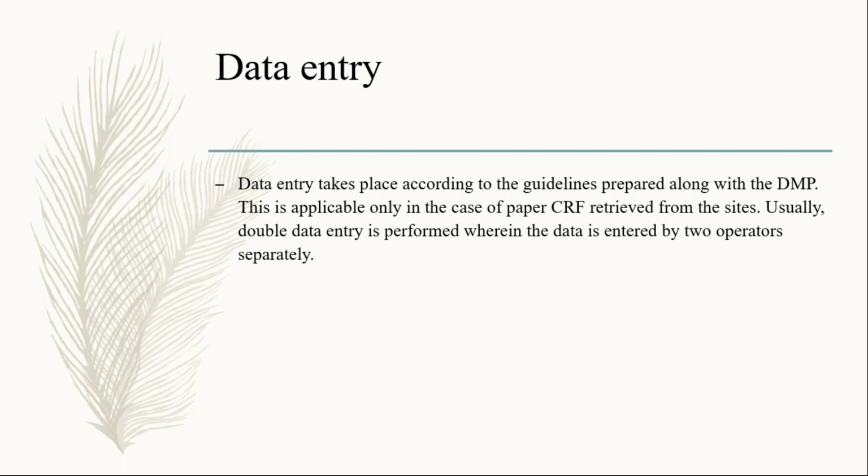Based on that, the data entry will take place. So data entry, as I said before, is applicable only to the paper-based case report form. In eCRF, since it is entered directly, it will not happen. Then again there is something called double data entry. In double data entry, two operators will be entering the data separately. They do this to reduce the errors. So the same data will be entered by two persons separately. This is called double data entry, and this is done to reduce errors.